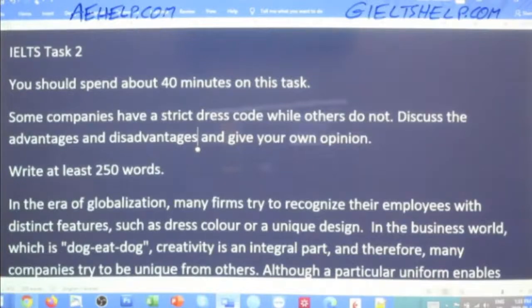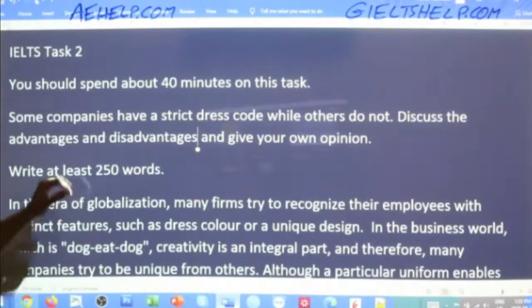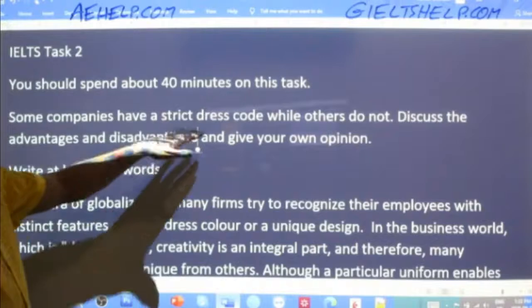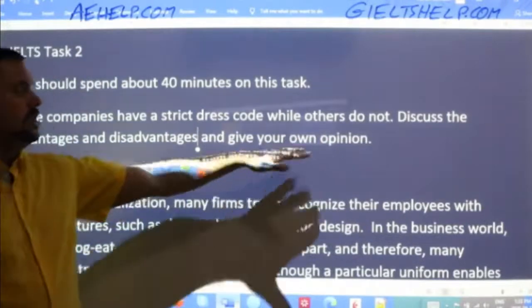So this is the question that Hassan is answering, and we're just going to look at the introduction and the body paragraph. So the question is, task 2, you should spend about 40 minutes on this task. Some companies have a strict dress code while others do not. Discuss the advantages and disadvantages and give your opinion.